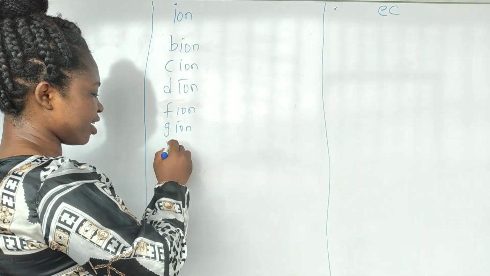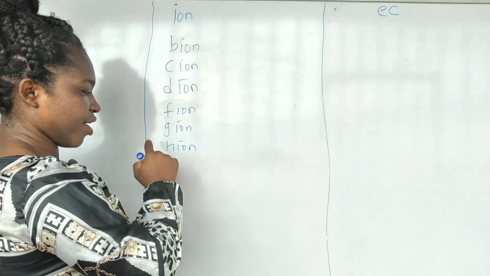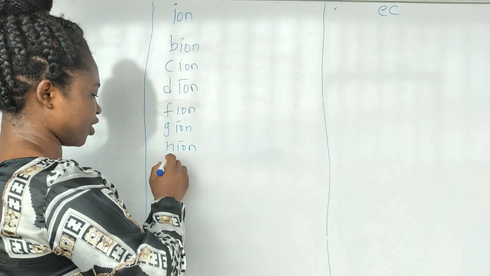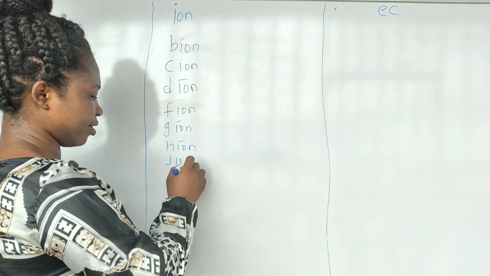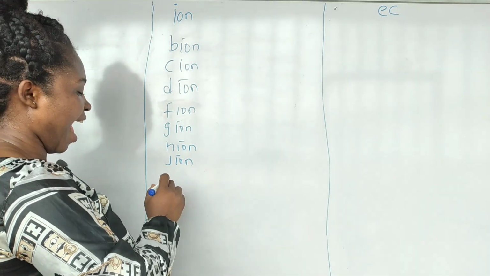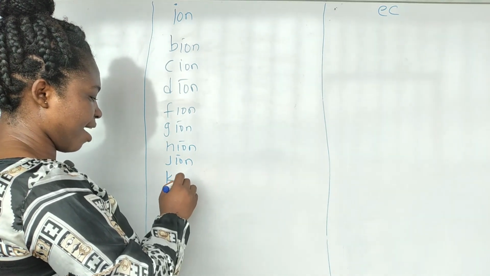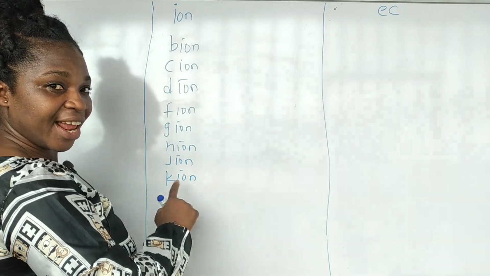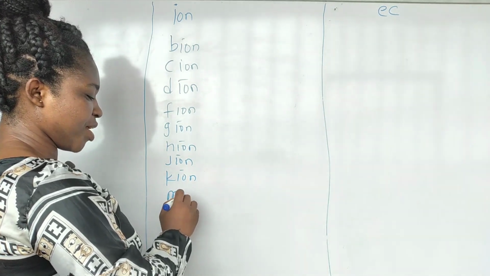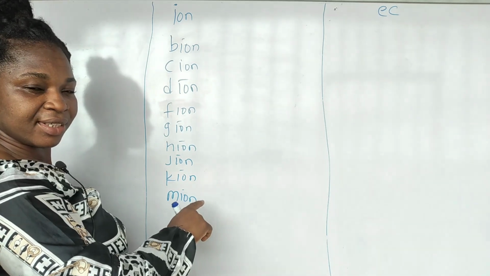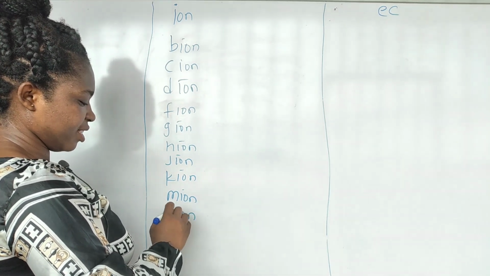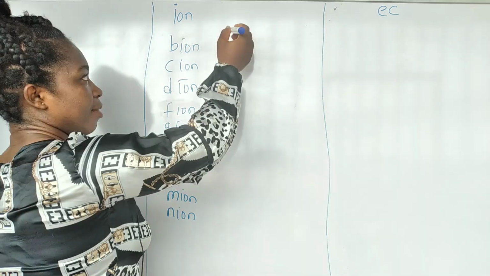And now to H. We have hyun, hyun, hyun. We move to J. We have Jion, Jion, Jion. And K, we have Kion, Kion, Kion. I have Myeon, Myeon, Myeon. N, I have Neon, Neon.